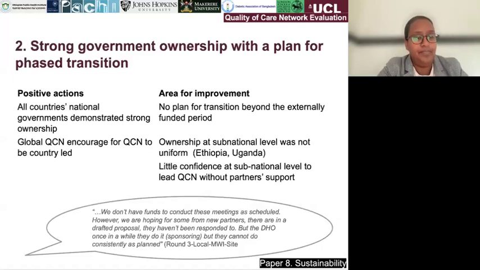The second is the need for strong government ownership with a plan for a phased transition. Here, all countries demonstrated strong ownership by assigning a responsible body at the national level and sometimes at subnational level as well. However, there was no plan for transition beyond the externally funded period. As I mentioned earlier, ownership at the subnational level was also suboptimal, and specifically, we've seen this in Ethiopia and Uganda. And there was also little confidence at subnational level to lead quality of care network without partner support. Next slide, please.